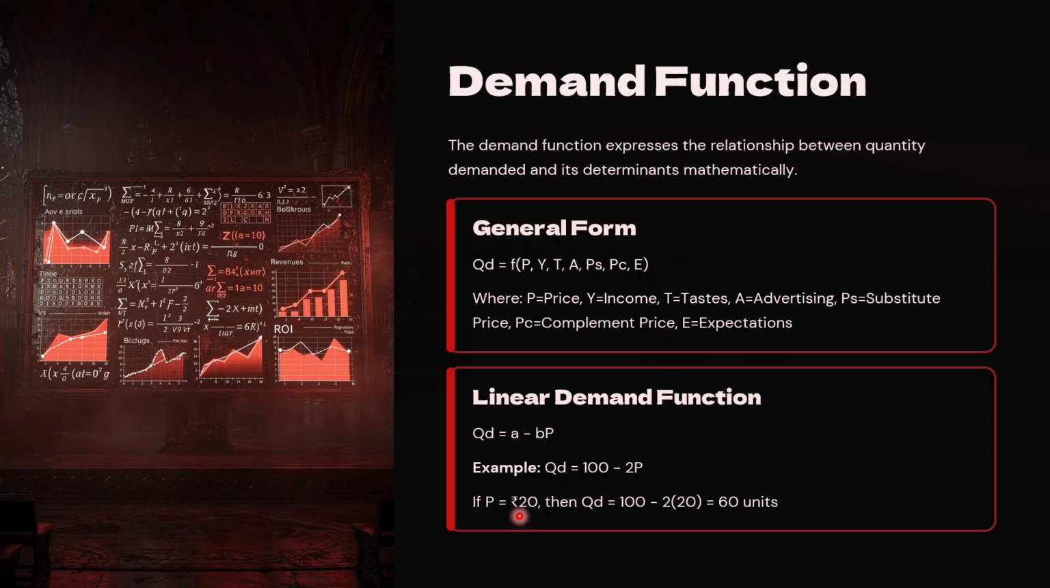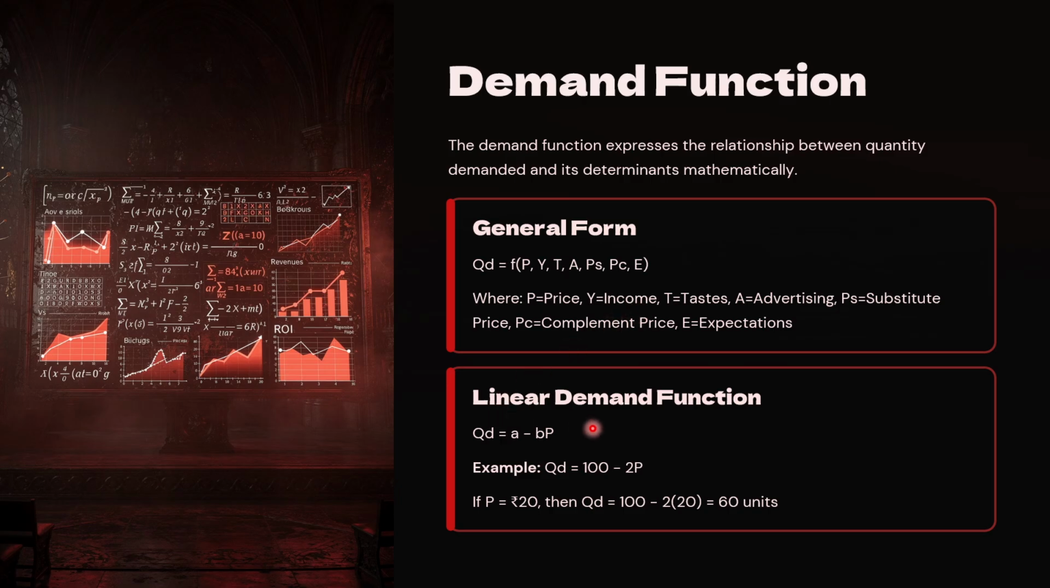Then the demand function. What is the function of demand? The demand function expresses the relationship between quantity demanded and its determinants mathematically. One is the general form, and the other is the linear demand function. The general form formula is QD = f(P, Y, T, A, PS, PC, E), where P is price, Y is income, T is taste, A is advertising, PS is substitute price, PC is complement price, and E is expectation. This is the general form.